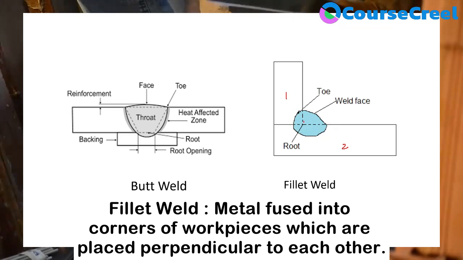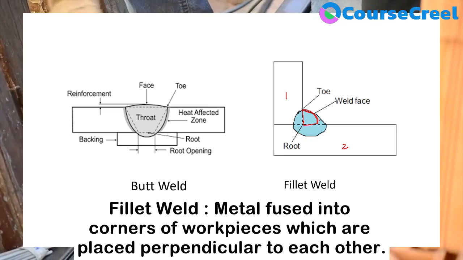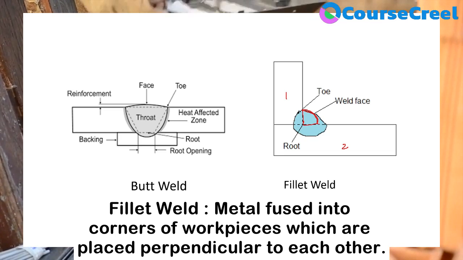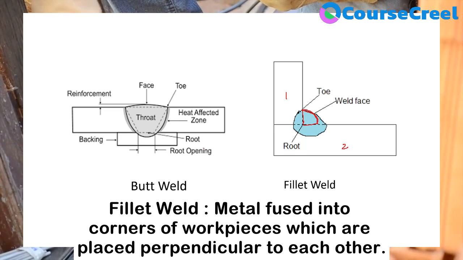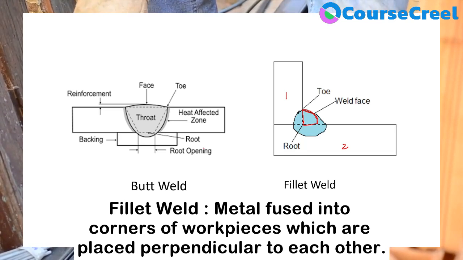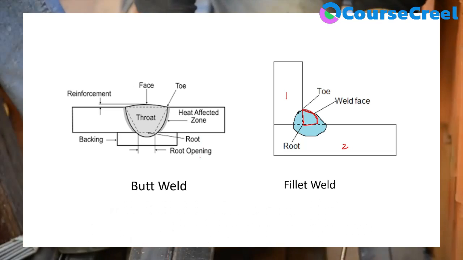So this is the corner of the joint. Metal is fused here to perform the joining operation, or to perform the welding. And the joint is made of two pieces placed perpendicular to each other. So this is a fillet weld. A butt weld is when two pieces are at the same level, but in a fillet weld, both work pieces should be perpendicular to each other.